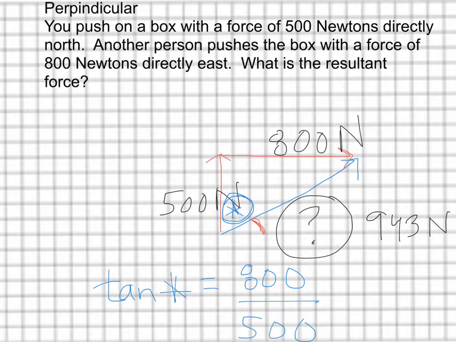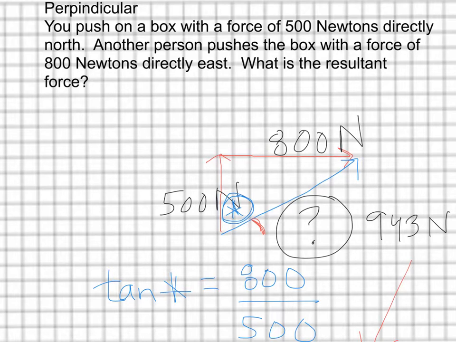58.0 degrees. That is the angle inside the triangle, but that's not the angle I'm looking for. I'm looking for that angle in question right outside the triangle that I drew in red. So I'm going to do 90 minus 58, and I find that my angle is equal to 32 degrees. So I would say that the resultant vector is 943 newtons at 32 degrees north of east. 32 degrees north of east.